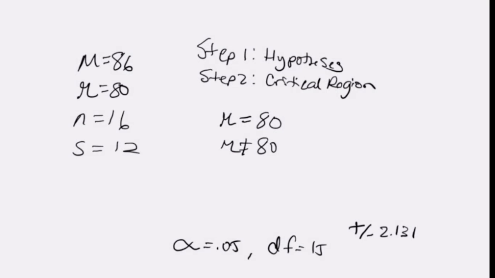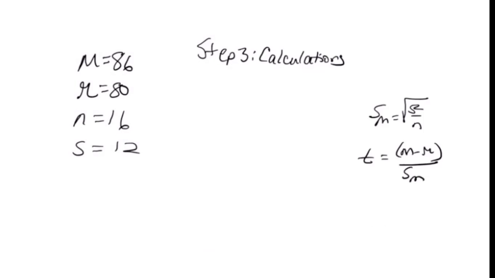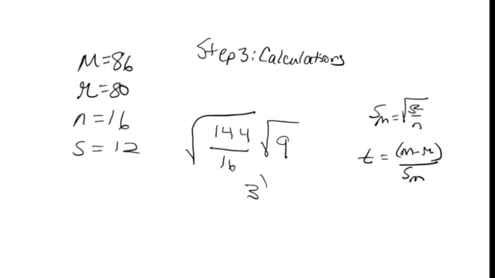All right, let's do some calculations. We have our formulas on the right, so let's figure out our standard error first. We have a standard deviation of 12, so the standard deviation squared is going to give us 144, divided by our n of 16. Remember, we're taking the square root of that, so the square root of 9. So our standard error in this case is going to be 3.